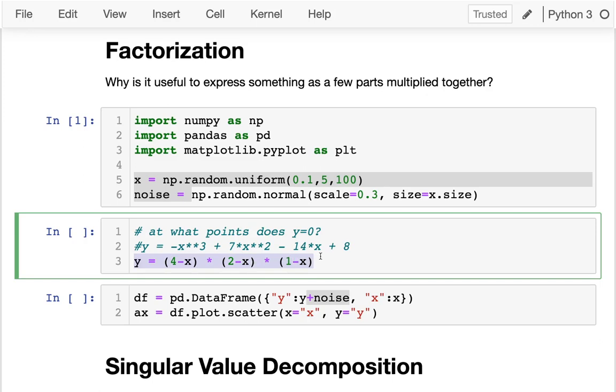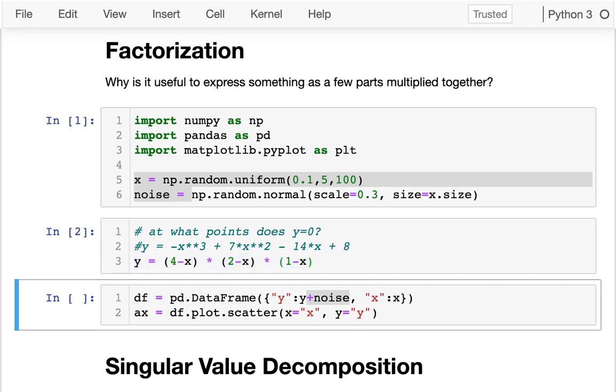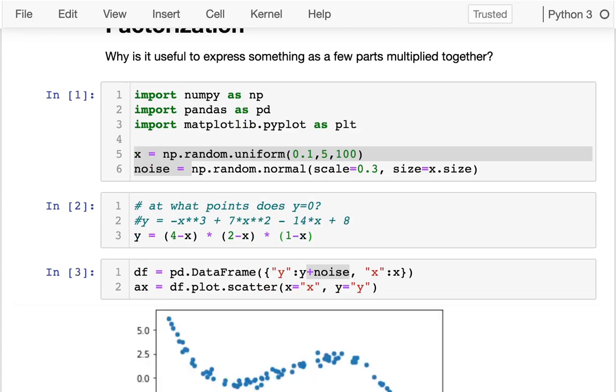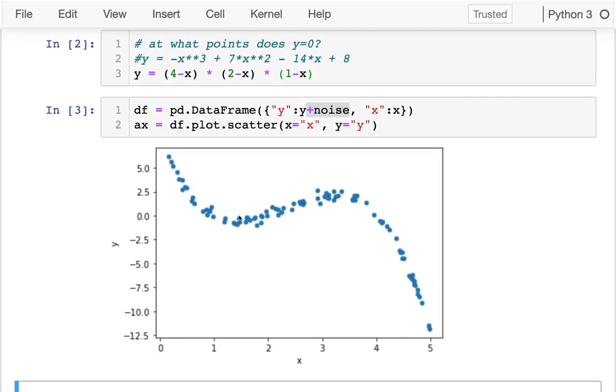I'm decomposing the polynomial into these parts or factors. And so when I run this and then actually do the plotting, sure enough, I can see that at those points I said, right? It crosses zero at one, about at two, and then about at four.